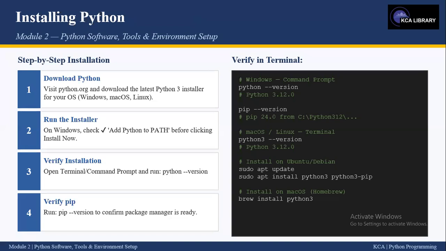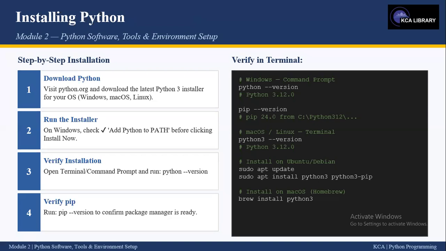Installing Python. Step-by-step installation. Installing Python is a straightforward process. First, visit the official site python.org to download the latest Python 3 installer for your operating system. For Windows users, it is critical to check the box that says Add Python to PATH during installation.